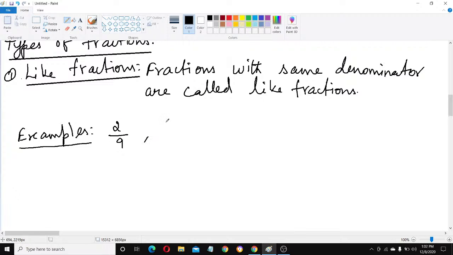2 by 9, 4 by 9, 7 by 9, 1 by 9, 11 by 9, 54 by 9, etc. Here you see all these fractions are having the same denominator 9. See the denominator. What is the denominator in all these fractions? Same denominator 9. So these fractions are called like fractions.